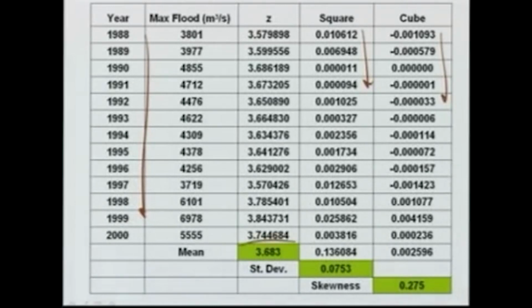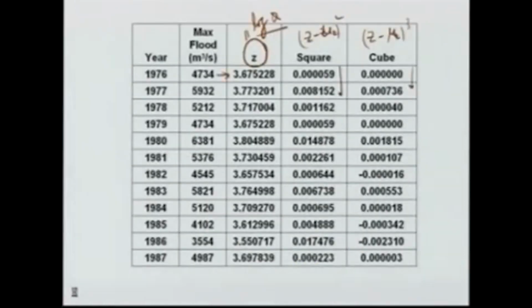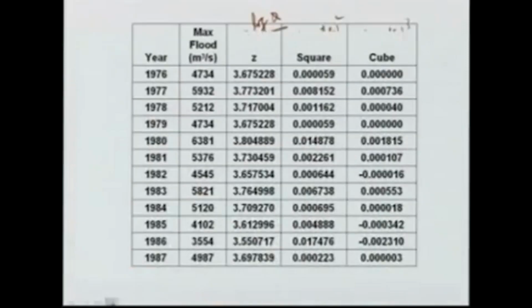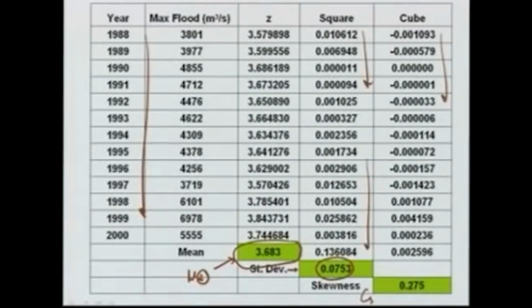Mean, of course, this is the mean of the log q, not q. So, it comes out to be 3.683. Standard deviation from the summation of these squares divided by n minus 1, square root, will give us 0.0753, and skewness C s is obtained from the equation shown here, where this z minus mu z cubed is the sum of the column, and sigma z we have already obtained here. So, using this sum and sigma z and mu z, we get a value of C s as 0.275.